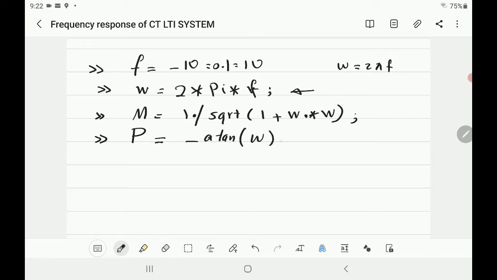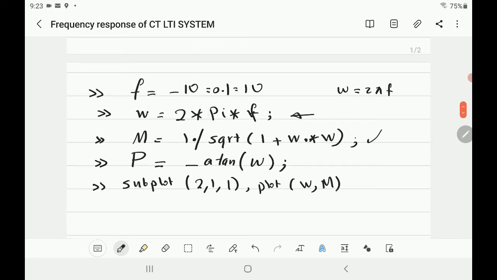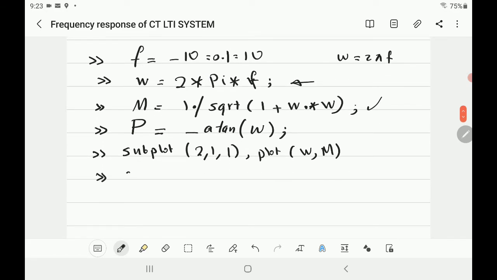That will give you the phase. And now you can sketch it by writing the command subplot, because you are going to divide your screen into 2 rows, 1 column. In the first screen you plot the magnitude against the frequency omega, and that's where we have the magnitude done. Then in your second window, you write subplot 2 1, and in the second screen you plot the phase against omega, and then you sketch it.